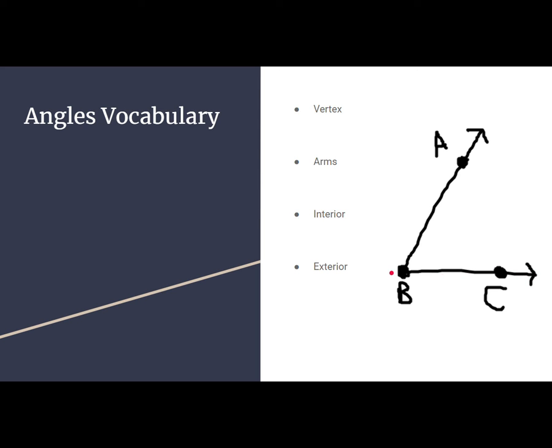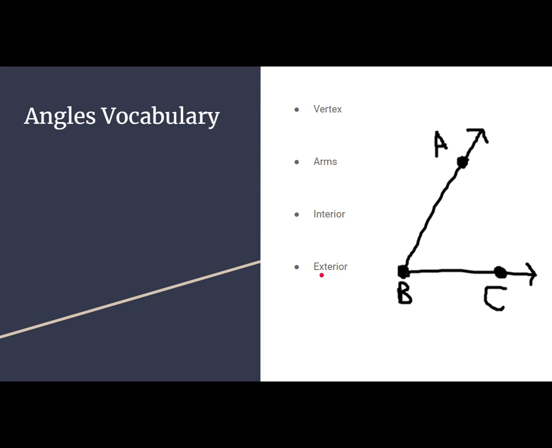Now, we have what we call an interior of the angle and an exterior of the angle. The interior of the angle is all of the space in between the 2 arms. So where I'm circling around with this pointer, all of that is the interior of the angle. You may sometimes hear me refer to it as something is inside the angle or something is in the angle. That means it is within the space between the 2 arms.